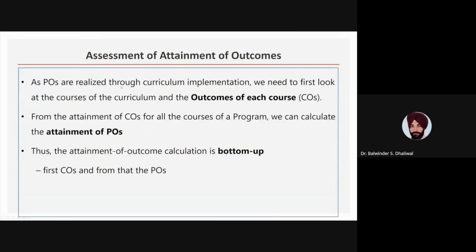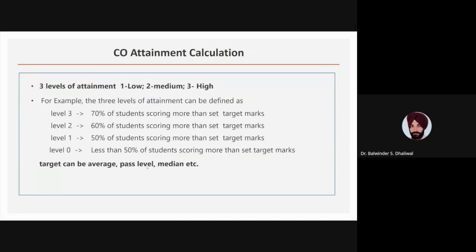All POs are realized through curriculum implementation. So we need to first look at the courses of the curriculum and then the outcomes of each course. First we'll talk about the attainment of the courses, that means CO attainments. Once we have the attainment of COs, then we go for the attainment of POs. This is a bottom-up approach: first COs, and then from COs we go towards the POs. So let's see COs first.